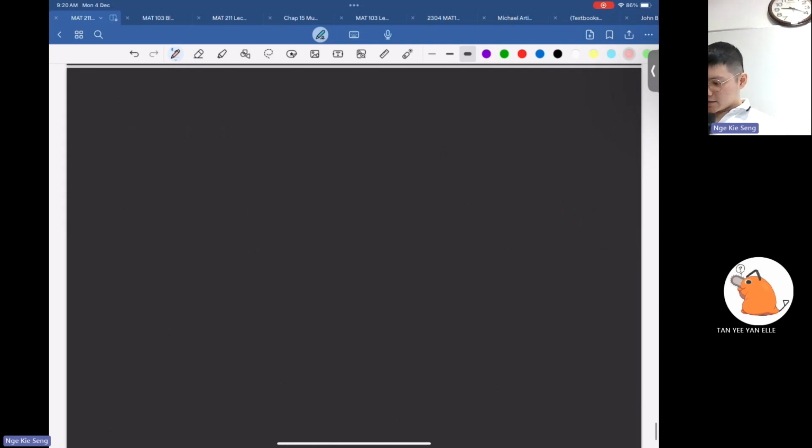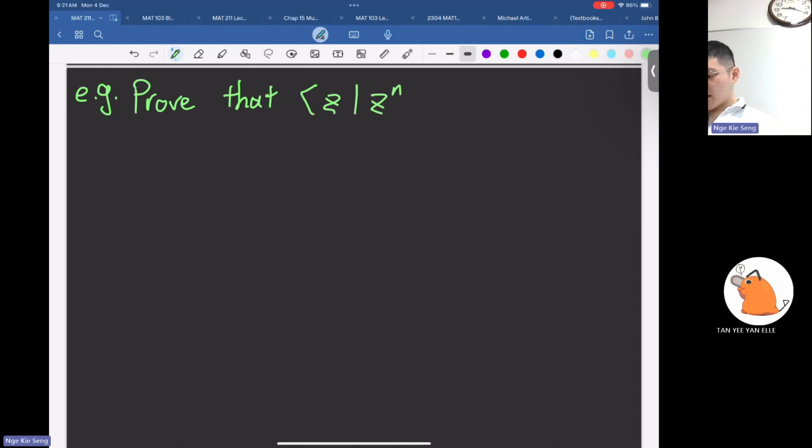I let you all try this example here. Try spending about 3 minutes to prove this. A free group generated by an element Z, quotient by the relation Z to the power n, is actually isomorphic to Z_n. Try and prove this. Try and construct the surjective map, then find the kernel, and use the first isomorphism theorem to deduce this.